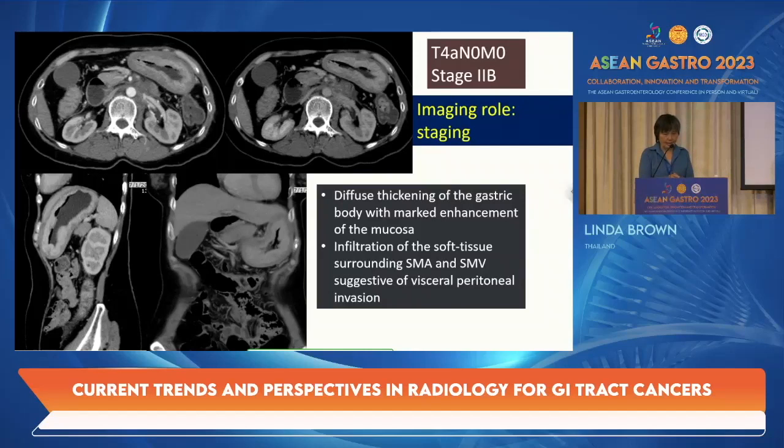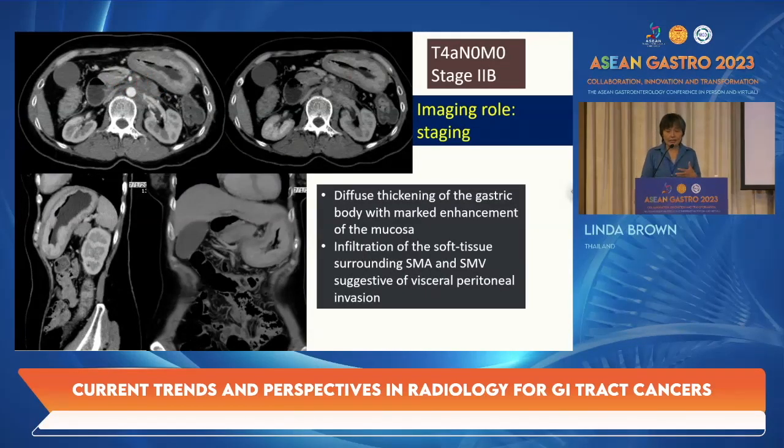You can see here that the stomach shows diffuse thickened wall. And if you look at the mucosa here, the one that enhanced, the white part, usually mucosa will be very, very thin, but here it's very thick because the mucosa was infiltrated by the tumor. So this is a linitis plastica pattern. And if you look carefully, you will see around here, around the SMA, SMV, there is already soft tissue encasing the vessels, suggestive of invasion of the tumor into the visceral peritoneum.